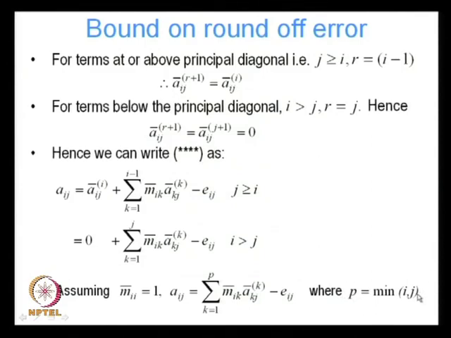If j is greater than i, then p is going to be i. When i is greater than j, then p is going to be j. So, when j is greater than i, I am going to recover this first equation. When i is greater than j, I am going to recover the second equation. So, I finally get a_ij is equal to the sum over k equal to 1 to p of m̄_ik ā_kj^(k) minus e_ij.